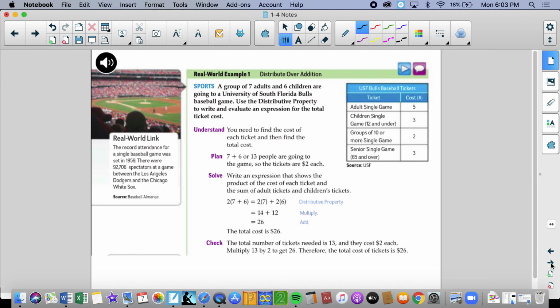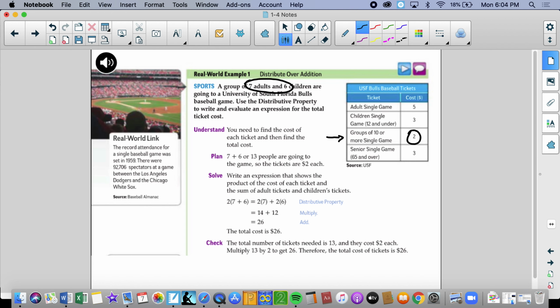So I have 7 adults and 6 children. Typically you would think that you would multiply 7 adults times how much it costs for an adult. I would have thought 7 times 5 and then 6 times 3, because I have 6 kids and they are $3 a piece. However, groups of 10 or more, this is a tricky one. Groups of 10 or more, I have 13 people. So in groups of 10 or more, all the tickets cost $2.